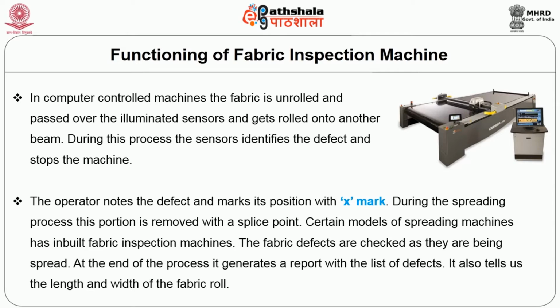Certain models of spreading machine have inbuilt fabric inspection machines. The fabric defects are checked as they are being spread. At the end of the process, this machine generates a report with a list of defects. It also tells us the length and width of the fabric roll taken for production.